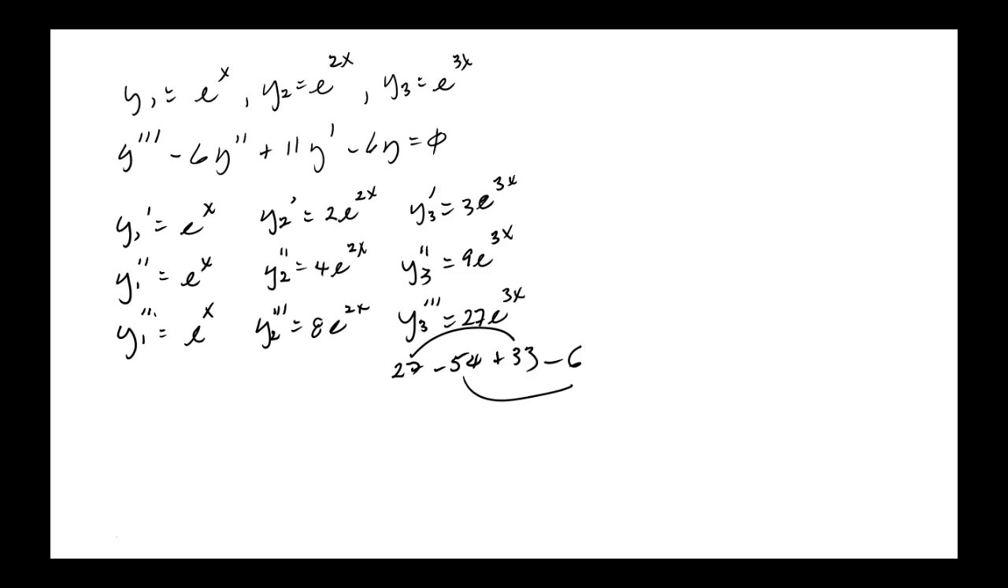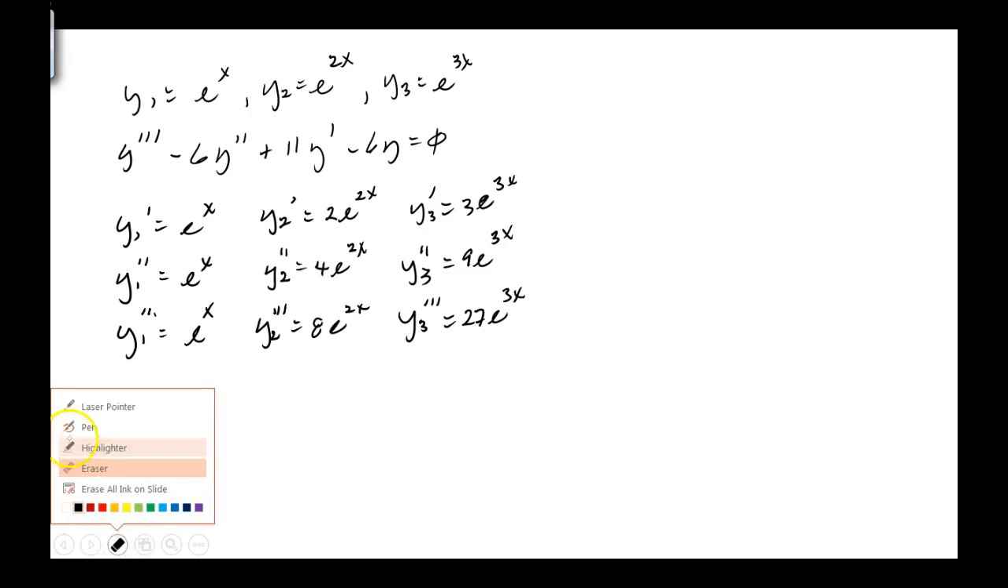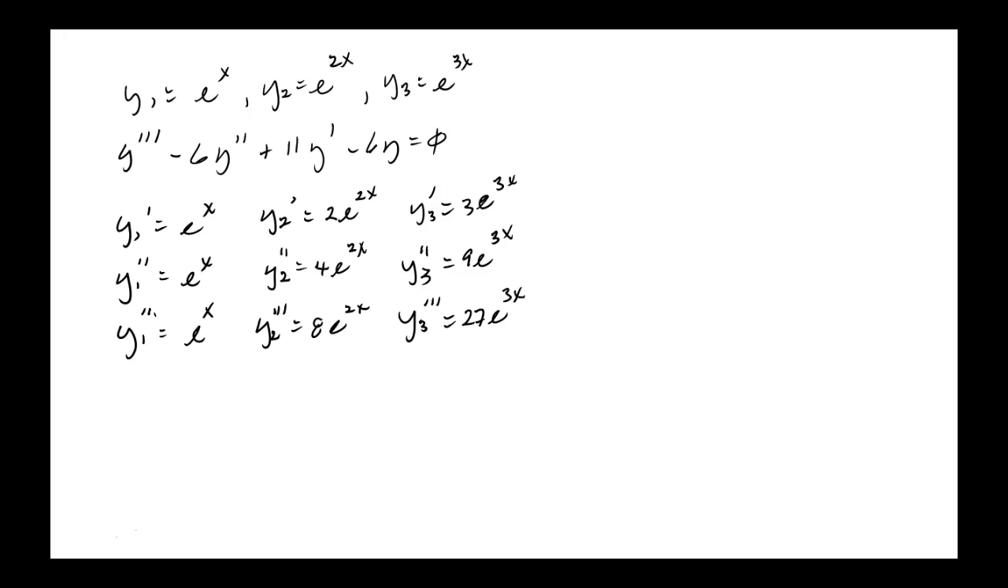Yes, sir. That wasn't too awfully bad. But what's more, now we know those three are solutions. The next question is, are they independent solutions? How do we check? Yeah, the Wronskian.